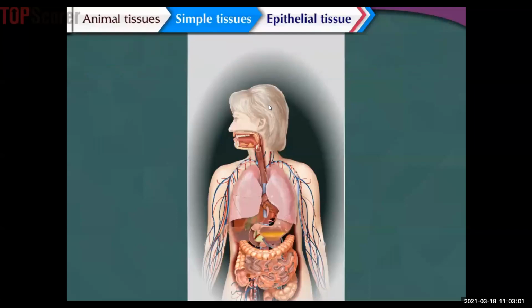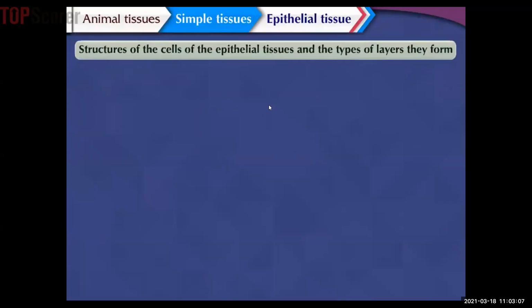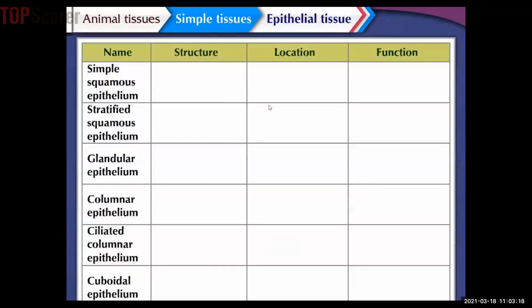Let us now study the different types of epithelial tissues. On the basis of the structures of the cells of the epithelial tissues and the types of layers they form, they can be of different types. With the help of this table, let us understand the structure of the epithelial tissue, their location, and functions.